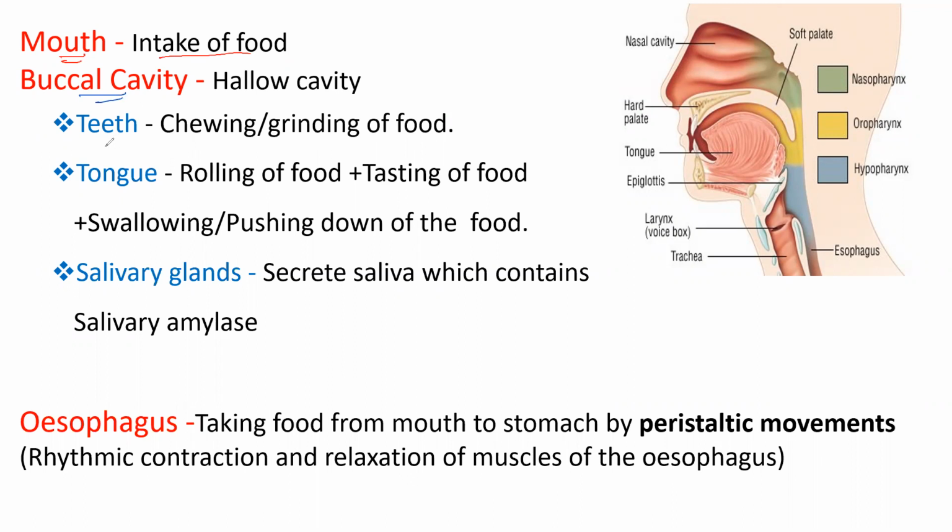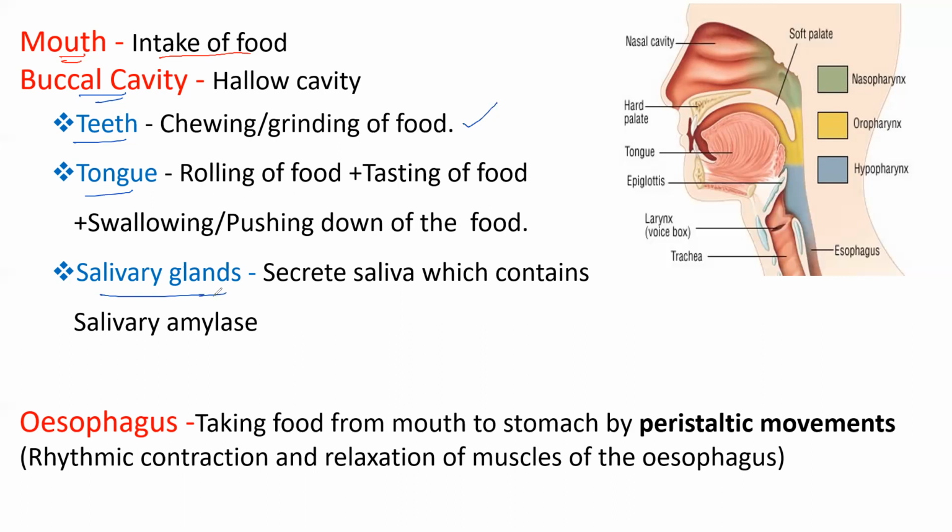Inside the oral cavity, what all things are there? We know there are teeth, tongue, and salivary glands. Teeth are helpful for chewing or grinding the food. Because of the large, big particles of food we are taking, we have to crush them. Then the tongue is helpful for rolling and softening the food, and it is used to push the partially crushed food down towards the stomach. That is the function of the tongue.